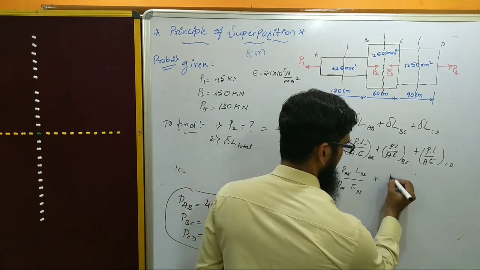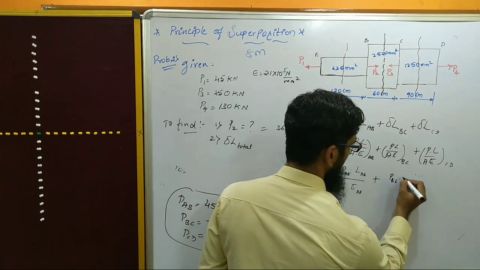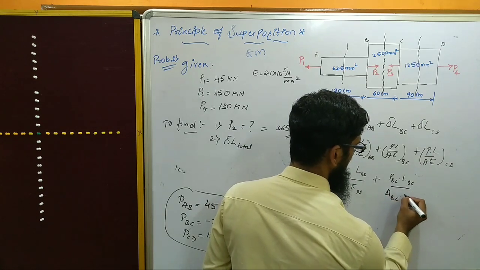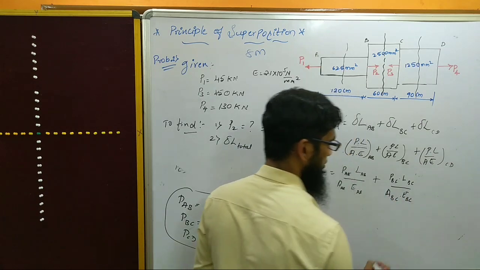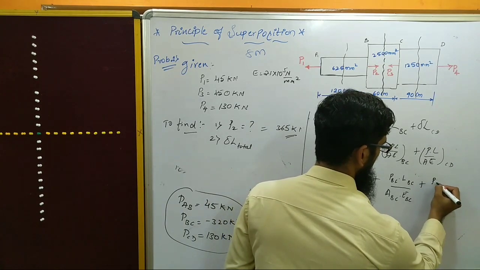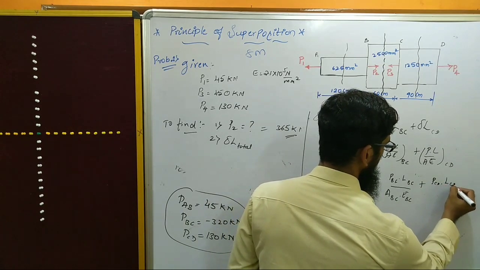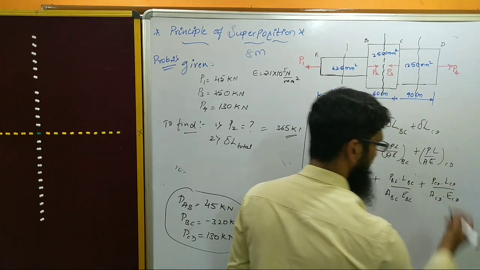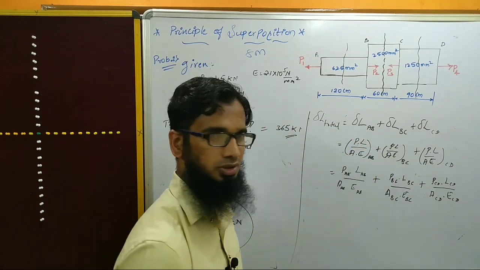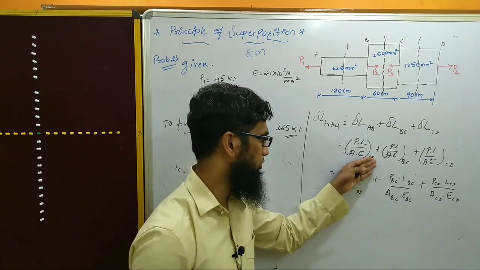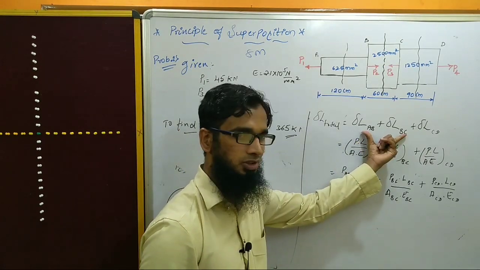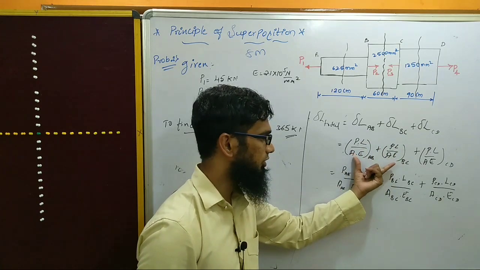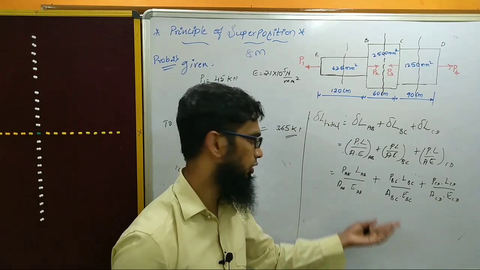Now again it's PBC, length of BC, area of BC, Young's modulus of BC, plus PCD, length of CD, area of CD, Young's modulus of CD. So this is just a simplification. You need not write these two equations; you just write this equation directly. If you write this equation, it's good. After writing this equation, just substitute the values here. No need to write this step here.